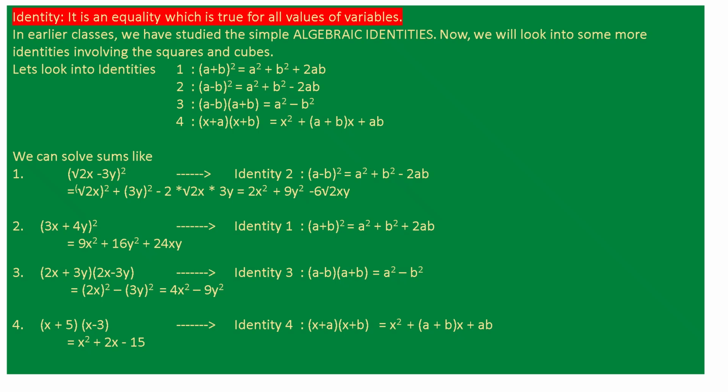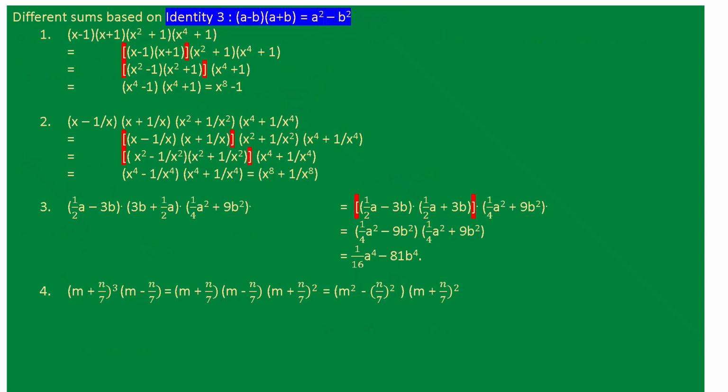So the simple sums as shown in the examples 1, 2, 3, 4, they can be resolved by making use of these four identities. Let's look into some different sums based on identity 3. The identity 3 states that a minus b times a plus b is equal to a squared minus b squared.